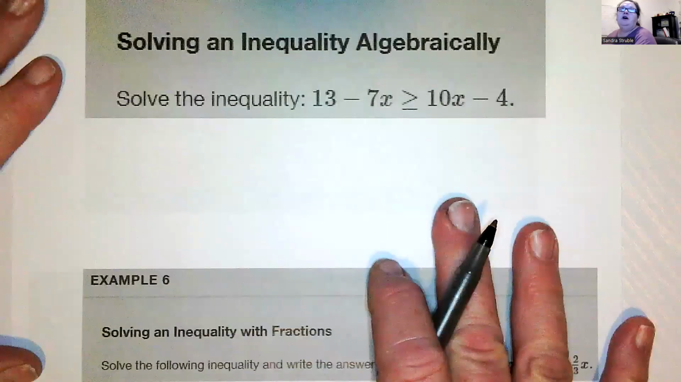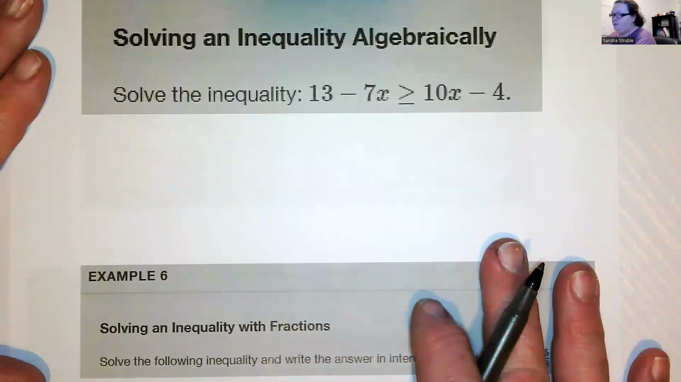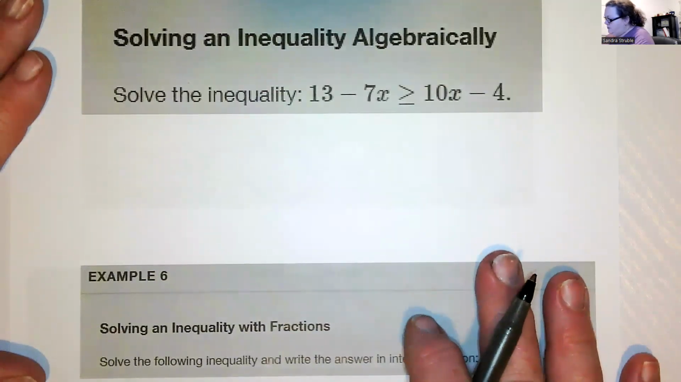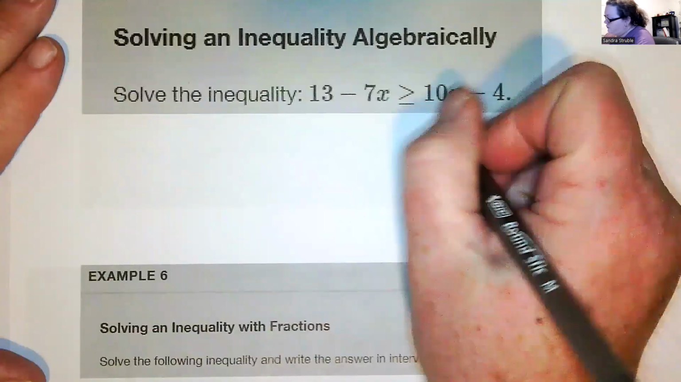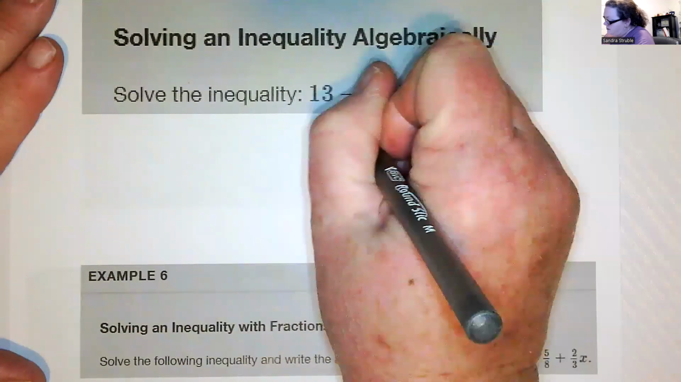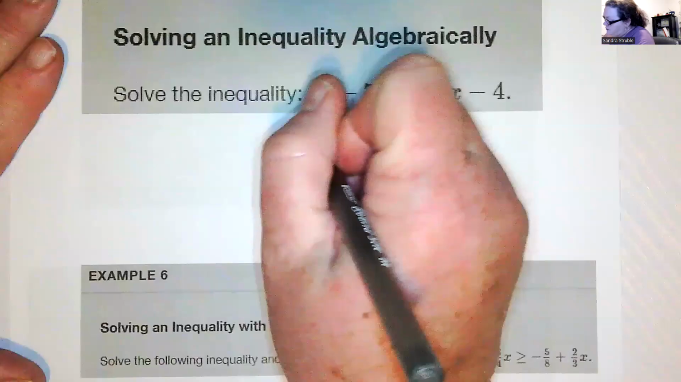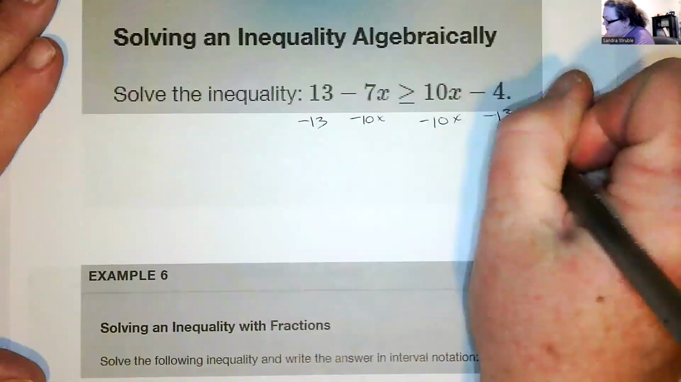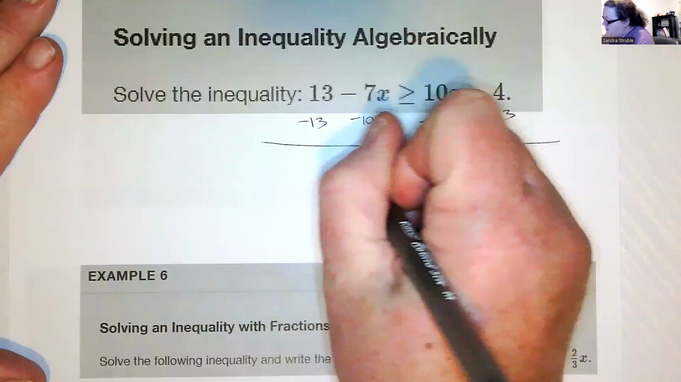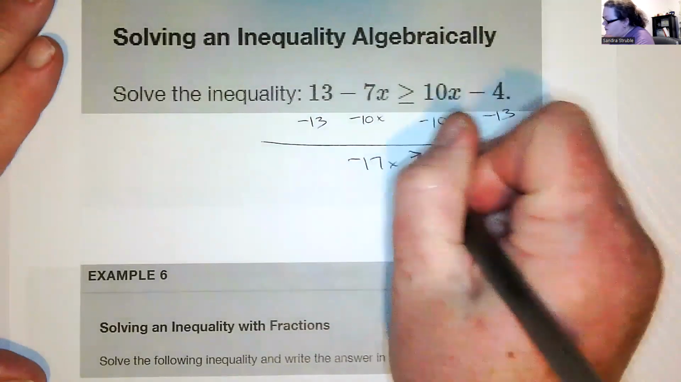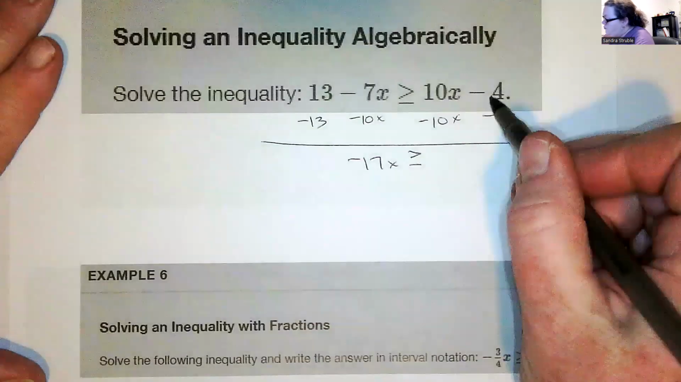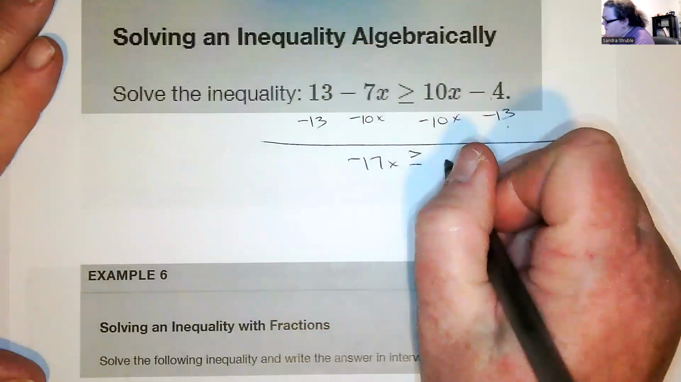All right. Example 5. Solving an inequality algebraically. All right. So, well, we need x's on one side and constants on the other. I'm going to go ahead and move the 10x over, so negative 10x. And I'm going to move the 13 to the other side. All right, so I get negative 17x. And all I'm doing is adding, subtracting there, so no sign changes here. And then negative 4 minus 13 is negative 17.